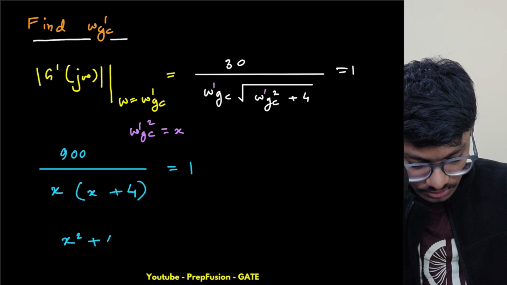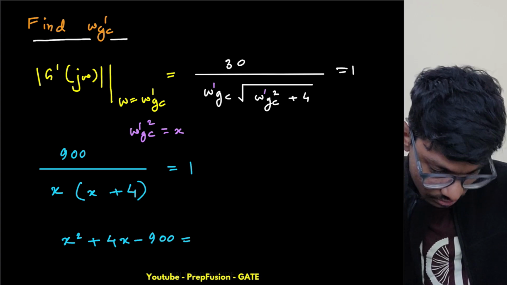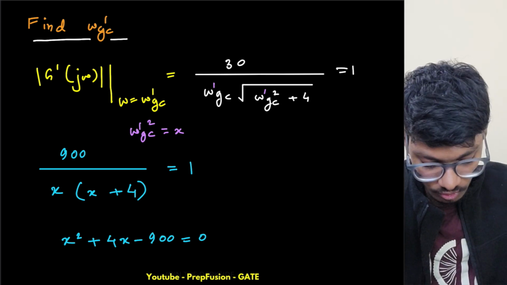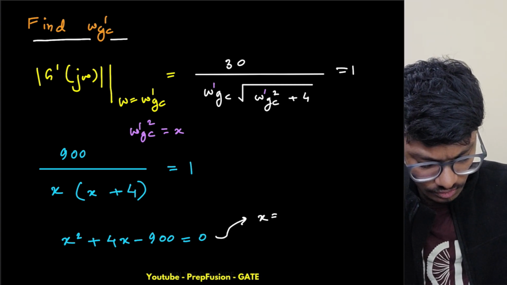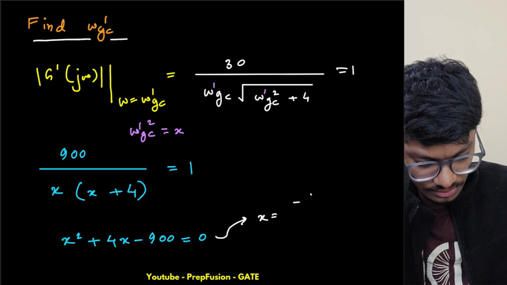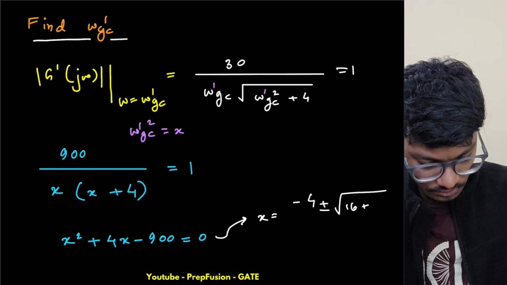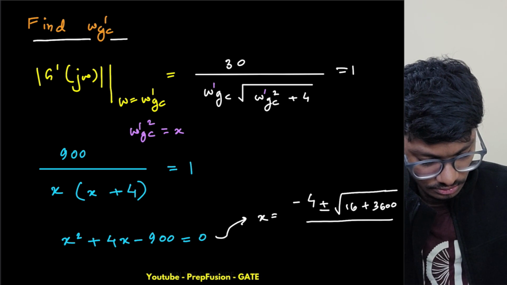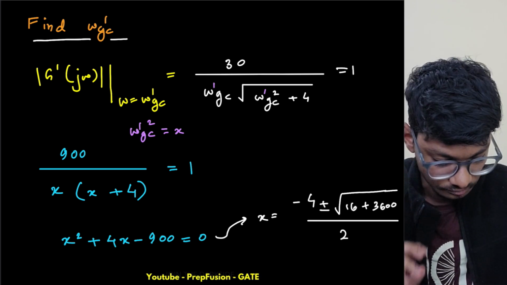So x squared plus 4x minus 900 equals 0. Okay, so x squared plus 4x minus 900 equals 0. Now this is a quadratic equation, so we'll solve this. x equals minus b plus minus square root of b squared minus 4ac, that is 3600 plus 16, divided by 2a. Okay, divided by 2a.